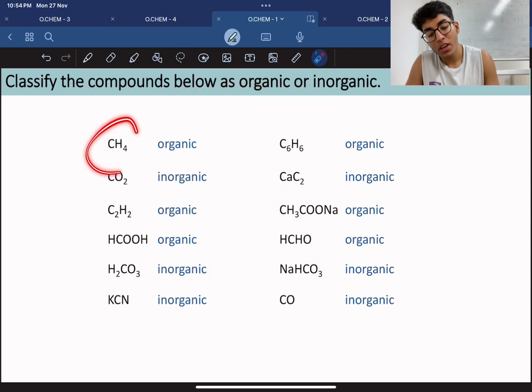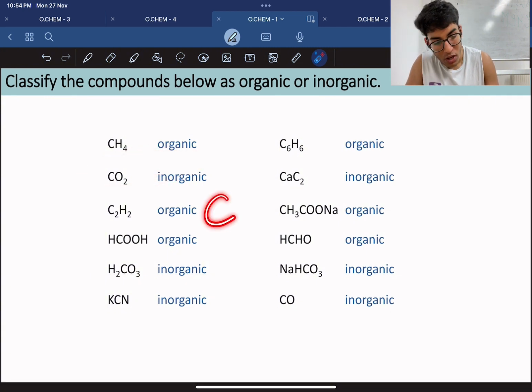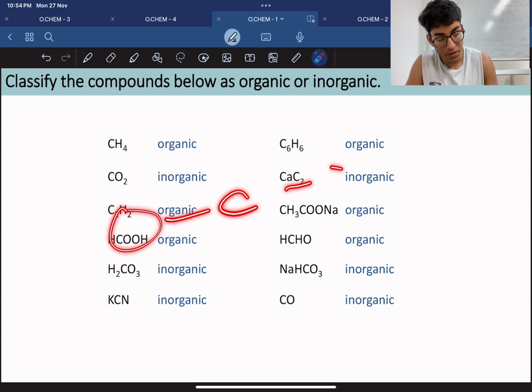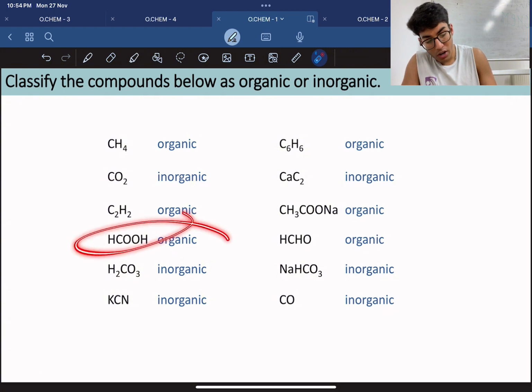So let's see. Organic, clearly. Inorganic, why? Because there is no C. Oh no, this is the structure. Okay, whatever, I'm not drawing the correct structure, but there's no C-H. There's no C-H, so it's not organic. This is clearly organic, C2H2, clearly organic.